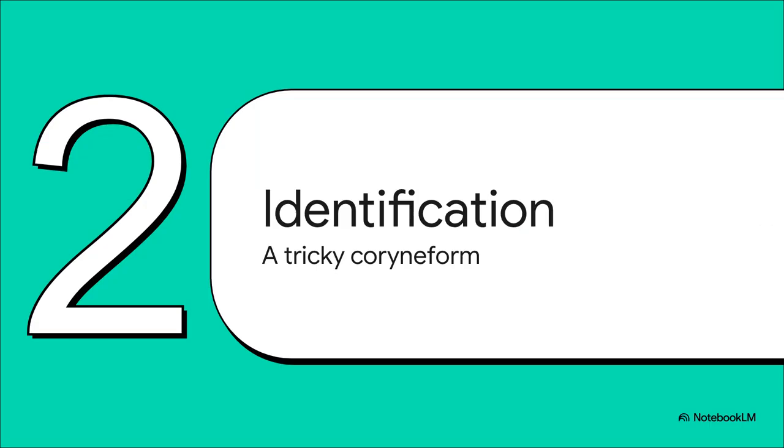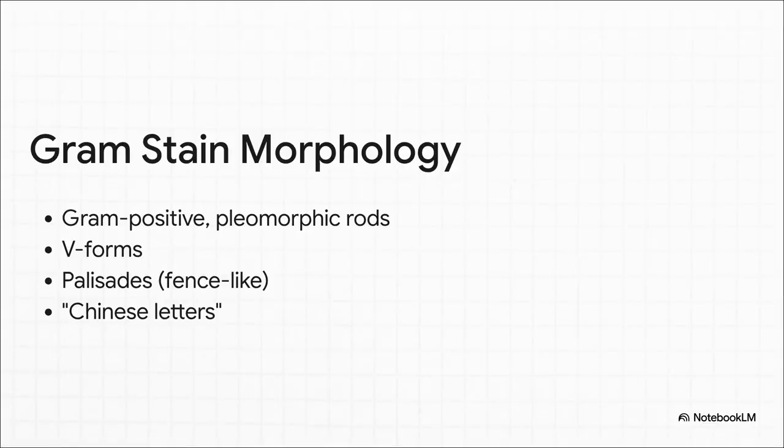Okay, let's head over to the bench. We're going to look at how we can get a solid ID on this organism and, just as critical, how we can tell it apart from its other clinically important cousins. All right, so looking at it under the microscope, there are no real surprises. You're going to see those classic coryneform shapes, the gram-positive, club-shaped pleomorphic rods. And you'll see them in those telltale V-forms, palisades, and Chinese letters arrangements that just scream Corynebacterium.